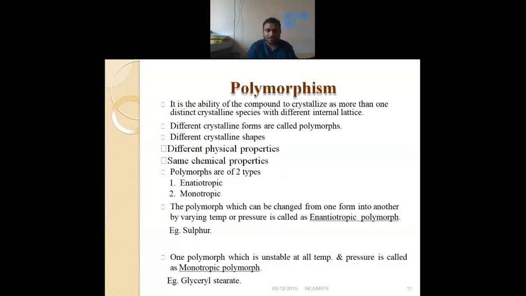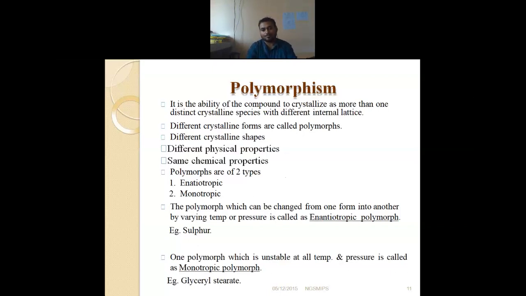So, Zakir Hussain, can you tell me what are apomorphs and polymorphs? So, polymorph I have discussed. That means polymorphs have different shapes and structures. They have different physical properties, but their chemical properties remain the same. These are called polymorphs.